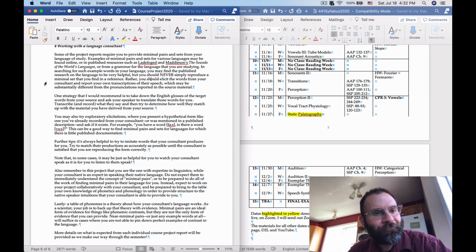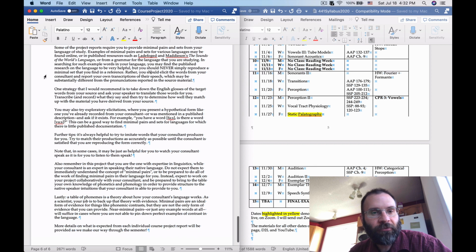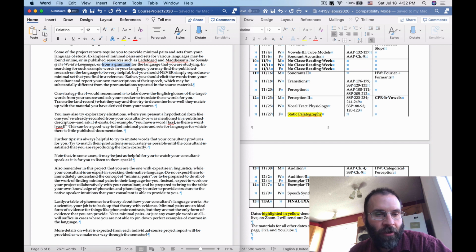Okay, one strategy that I would recommend is to take down the English glosses of the target words from your source and ask your speaker to translate those words for you. So let's say you get a minimal set from a grammar of whatever, copy those and then ask your speaker to translate those words for you. Then transcribe and record what they say and try to determine how well they match up with the material you've derived from your source. Ideally, they'll give you a 100% match, but they're probably going to give you something which is a little bit different. So just make a note of what they're actually saying or what they think those words actually mean.